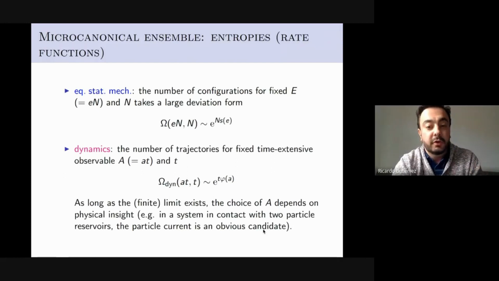The choice of the observable depends on physical insight and on your problem at hand. It's not, as far as I understand, as universal as the case of thermodynamics, where you know it's the energy and the parameters that enter the Hamiltonian. Here, it depends on the specific problem. For example, if you have a system in contact with two particle reservoirs, it makes sense to consider the particle current as your observable.